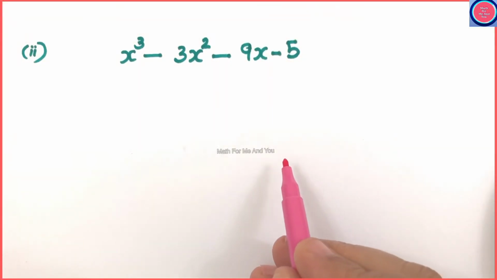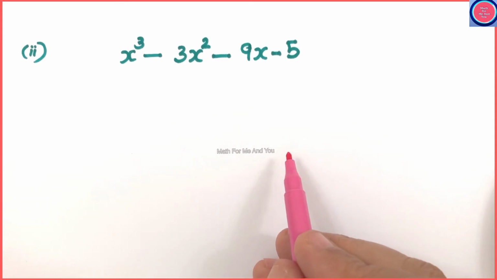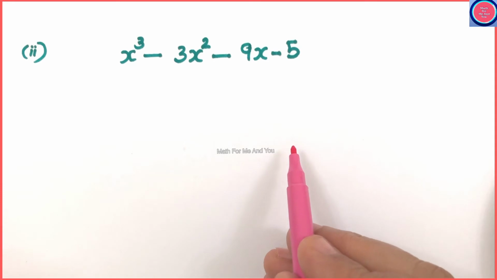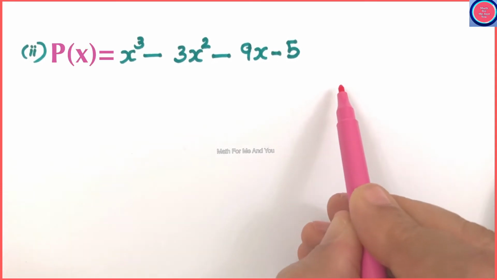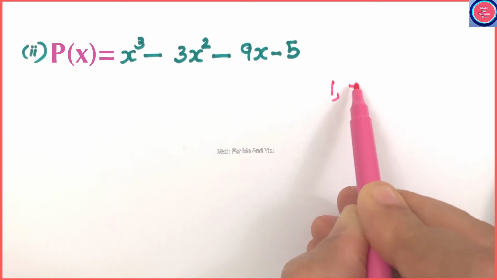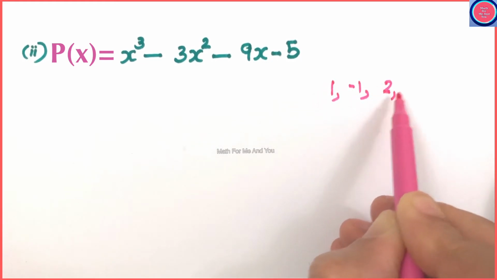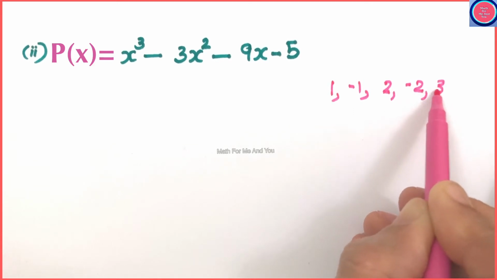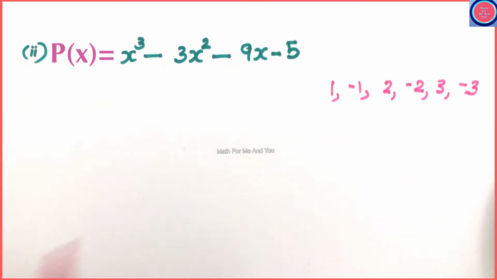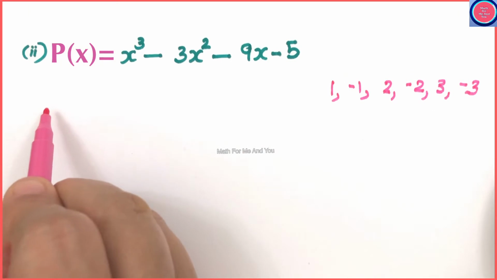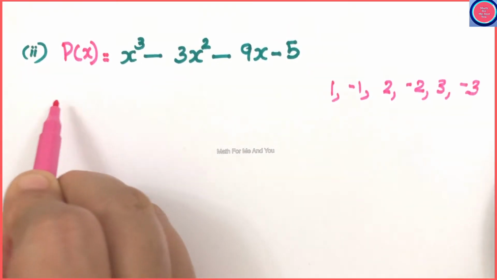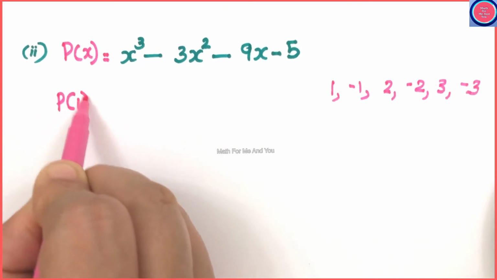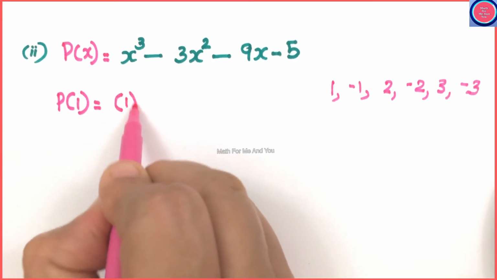Now factorize the second polynomial x cube minus 3x square minus 9x minus 5. Here also we can follow the same steps. First of all, we will consider this as p of x and then we will find out the root of this cubic polynomial. What are the roots? We can try with 1 or minus 1, 2 or minus 2, 3 or minus 3. If you want, you can try with the factors of 5, the constant: 1 and 5.